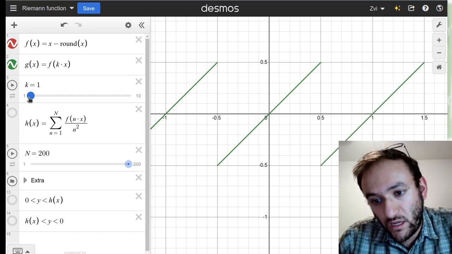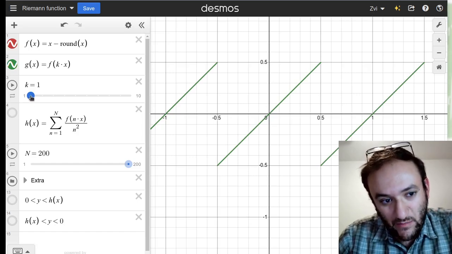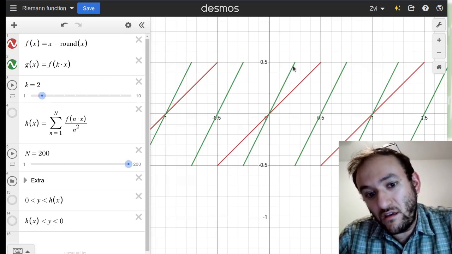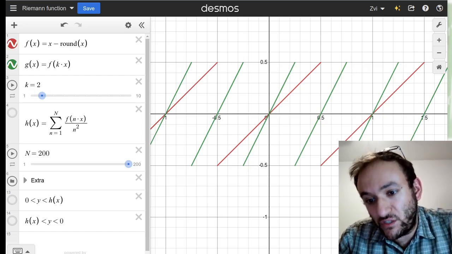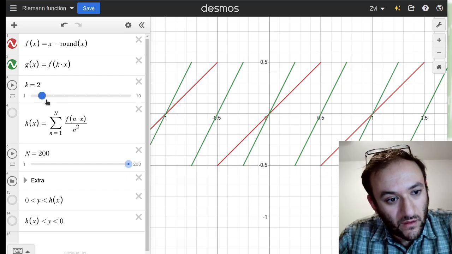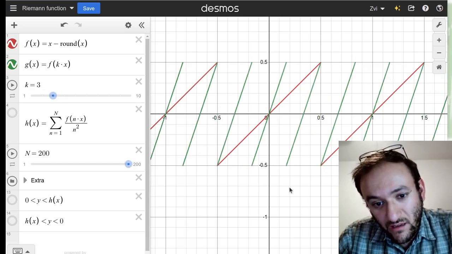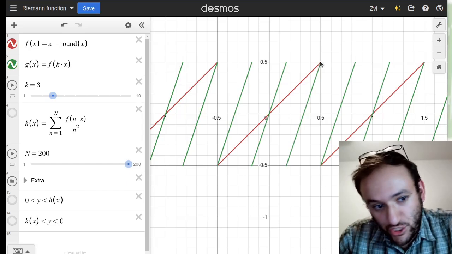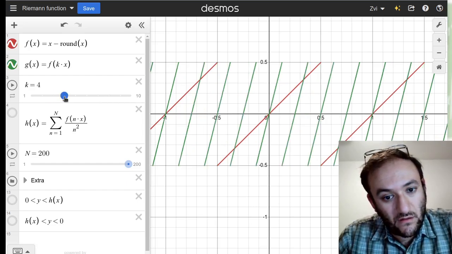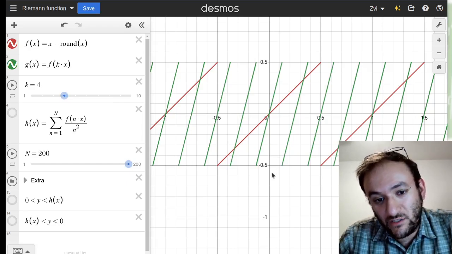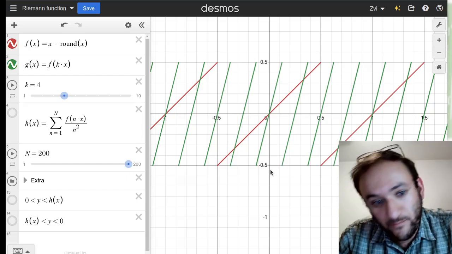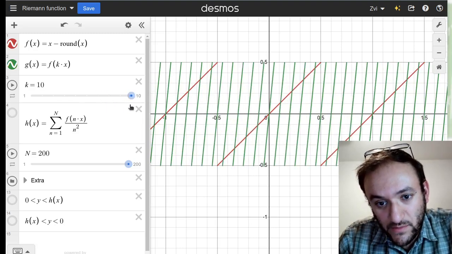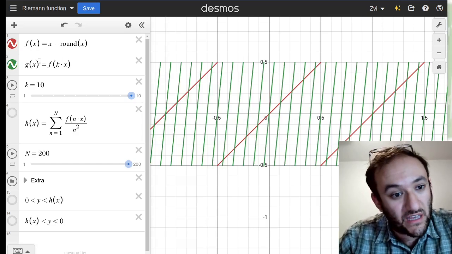So when k is 1, f of kx is just f of x, so it's the same as before. But then when we multiply it by 2, now the discontinuities are at 1/4 and 3/4 and at half integer shifts. When k equals 3, now we have a discontinuity at 1/6 and then 1/3 shifts. Then when we have k equals 4, we have a discontinuity at 1/8 and then shifts of 1/4. And you can see how this continues, and you get more and more discontinuities as you add more terms, or as you take higher multiples of x.